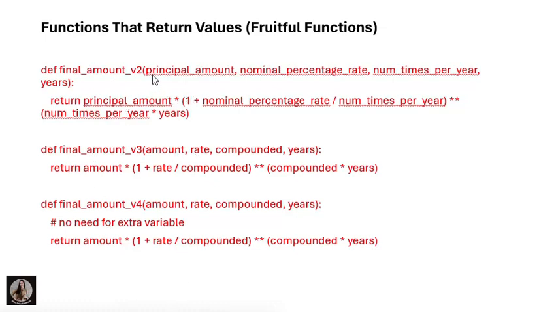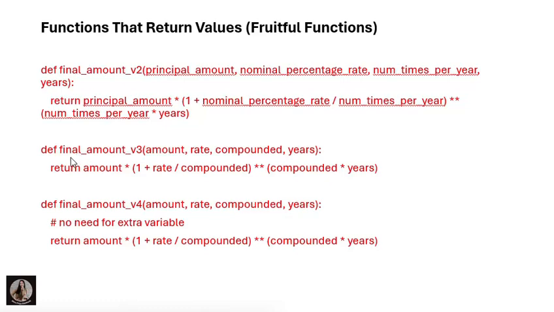Here V2 uses descriptive variable names: principal amount, nominal percentage rate, number of times per year, and years. It returns principal amount times 1 plus nominal percentage rate divided by number of times per year, exponent, which is power, number of times per year times years. The same formula is used here with descriptive variable names.